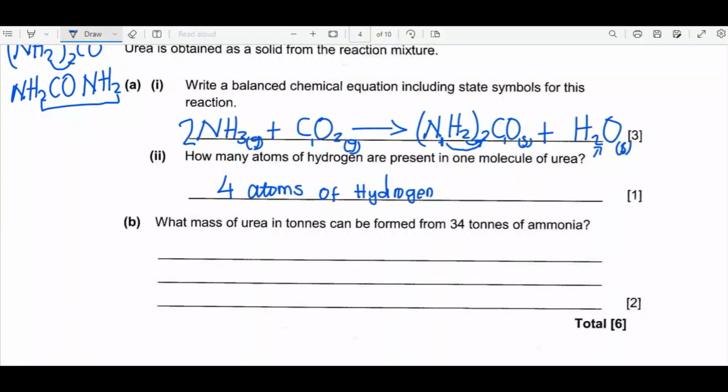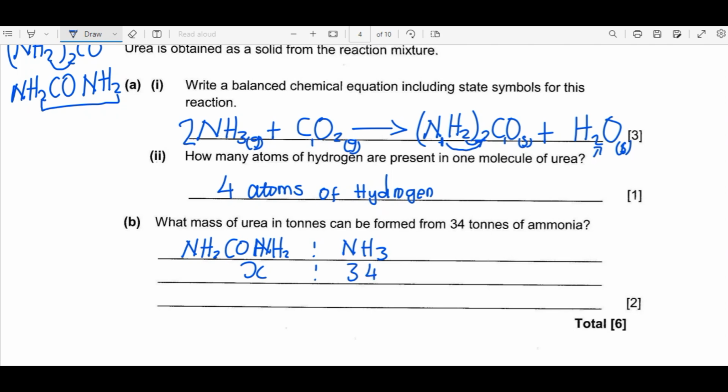Okay, we move on to question B. What mass of urea in tons can be formed from 34 tons of ammonia? So we have some calculations here. So let's focus on urea. What's the chemical formula for urea? We are saying NH2 CO NH2. Then what mass do we have for ammonia? So we use NH3. So the mass, the one that we are solving for, is the mass for urea. So we put X here. Then the mass for ammonia is given 34 tons.